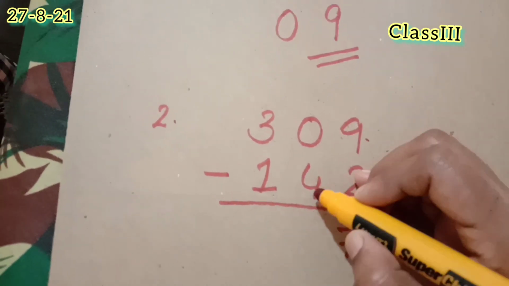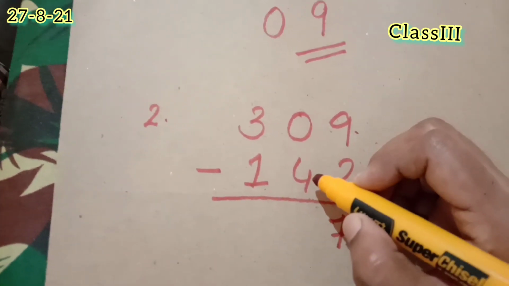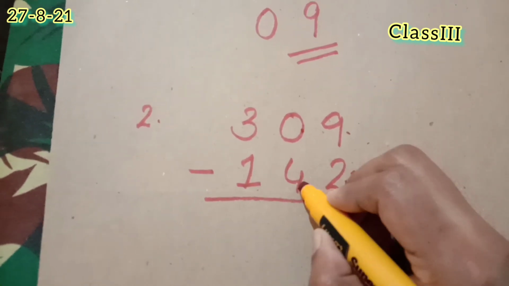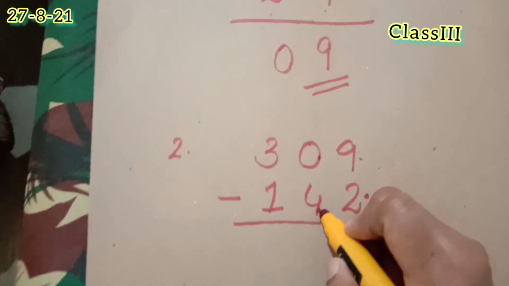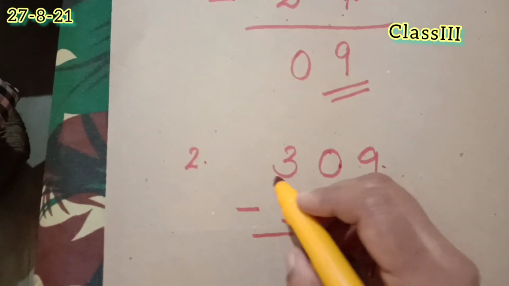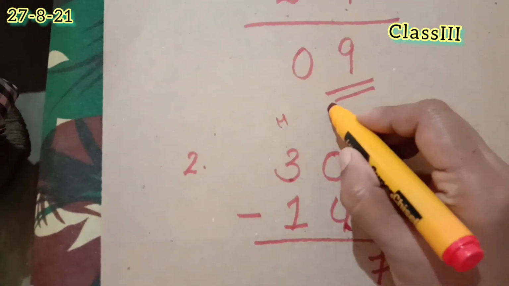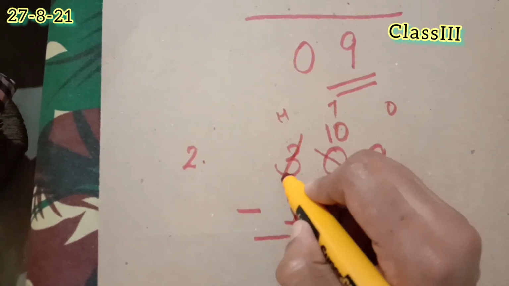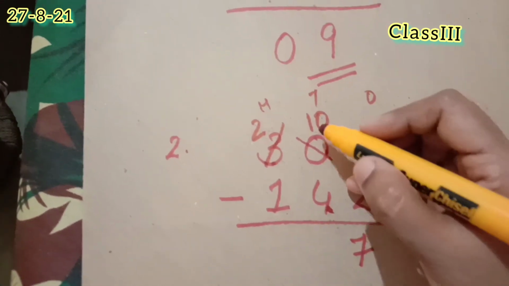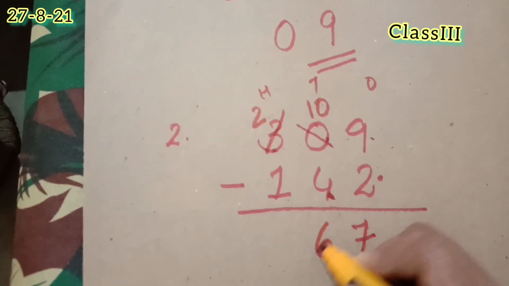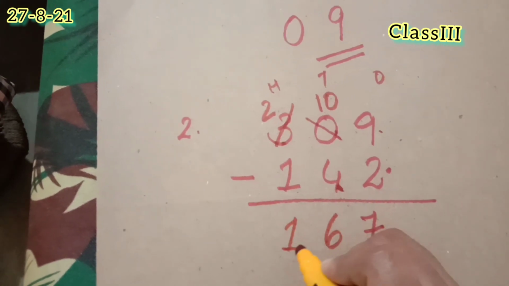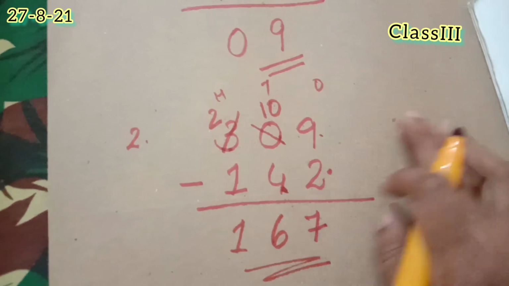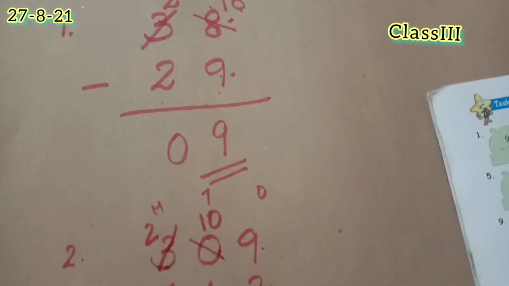Next, 0 minus 4. Is 0 minus 4 possible? No, because this is small and this is the high number. When the subtrahend is the higher number, we need to borrow. So I borrowed from the hundreds place. So this becomes 10 and this 3 is reduced to 2. 10 minus 4, 6. 2 minus 1, 1. So the answer is 167. This is borrowing. Okay.